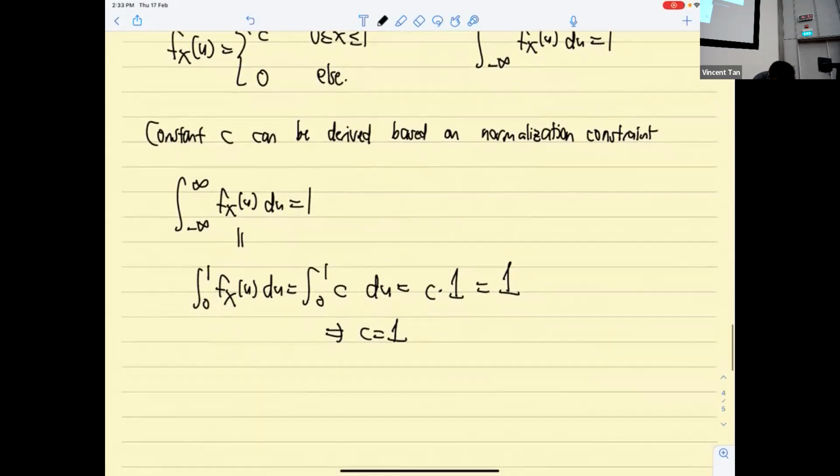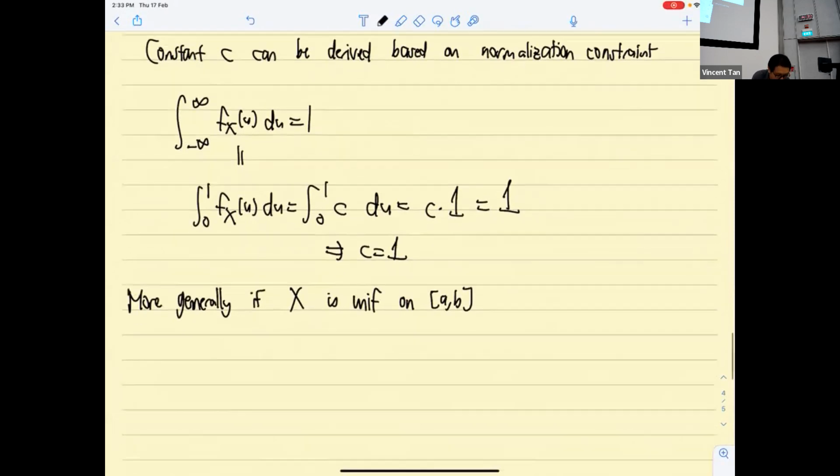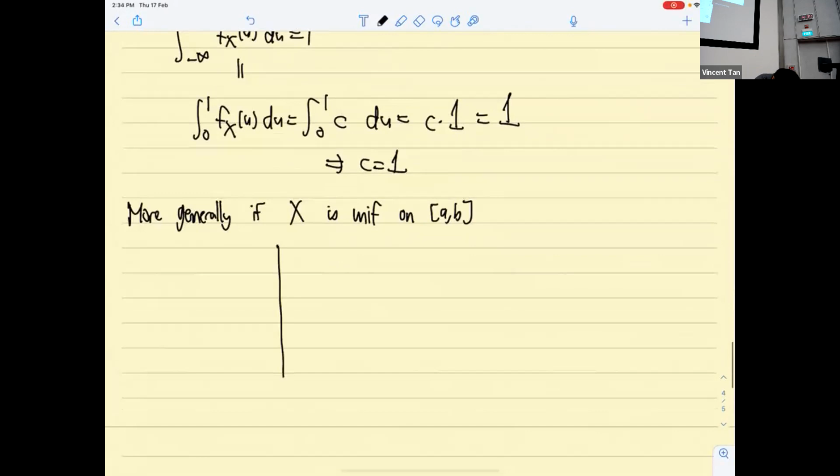So we can generalize this slightly. If X is a uniform random variable on the interval [a, b], and whether I include the left side or the right side is immaterial, as I already mentioned, then the probability density function looks like this. You have a here and you have b there, and it is flat like this.